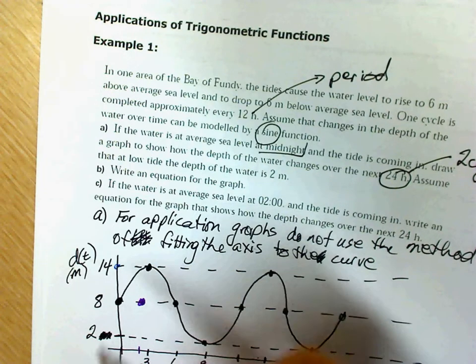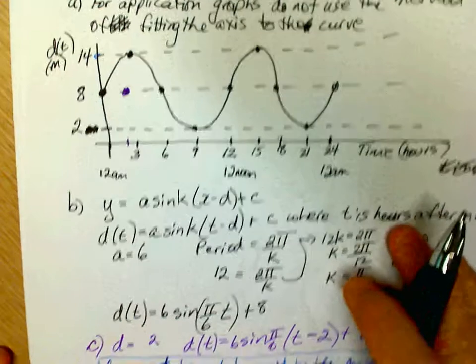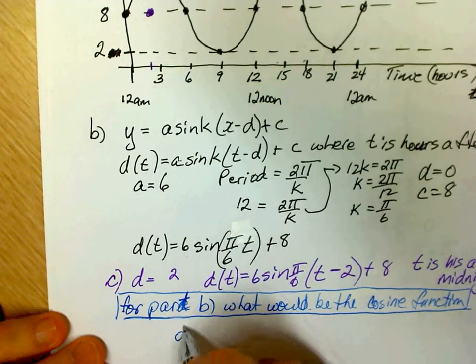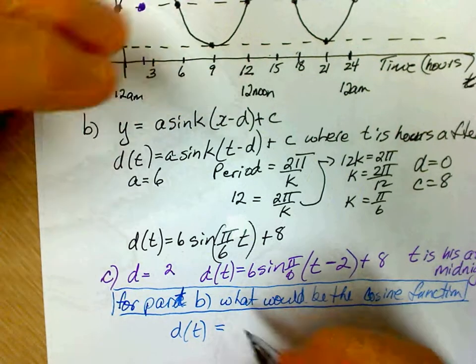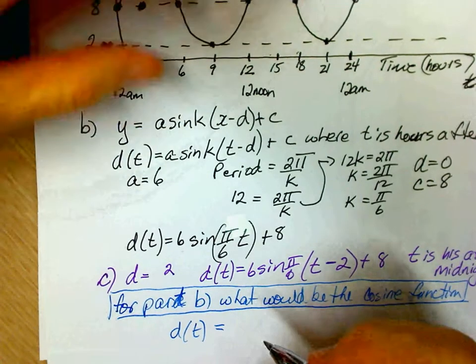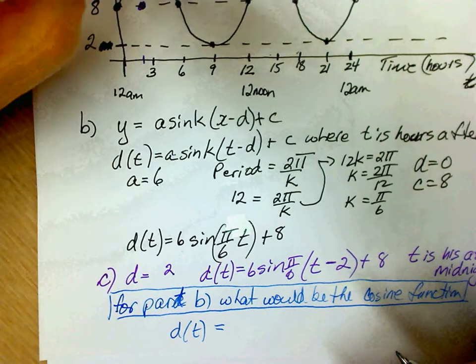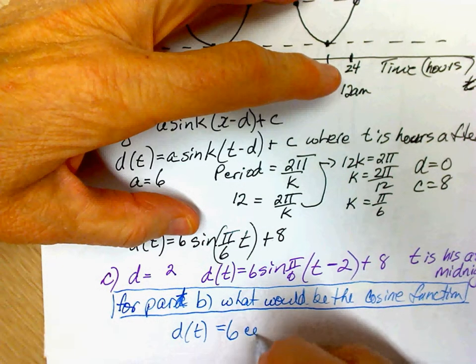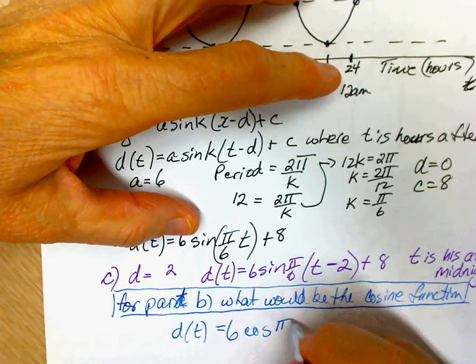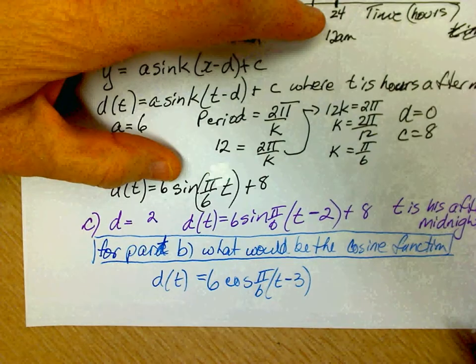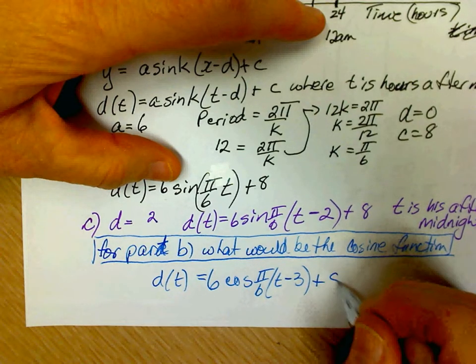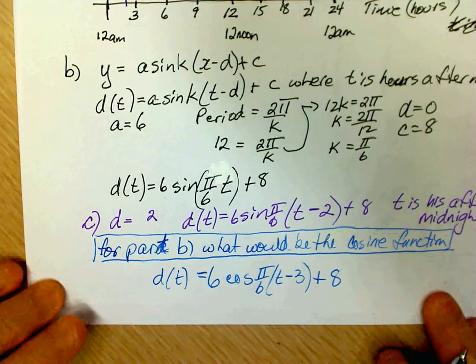So this would be D of t equals 6 cos pi by 6 t minus 3 hours to the right, plus 8. Does that make sense? Okay.